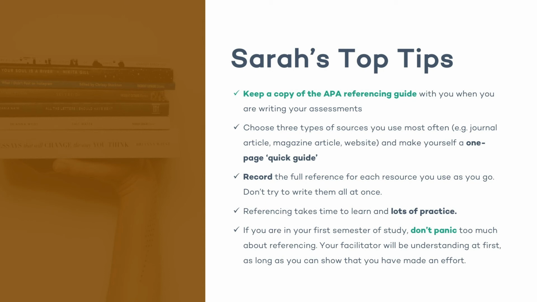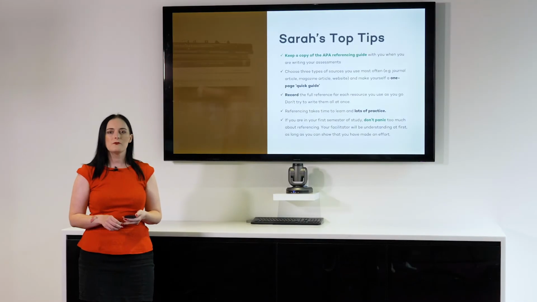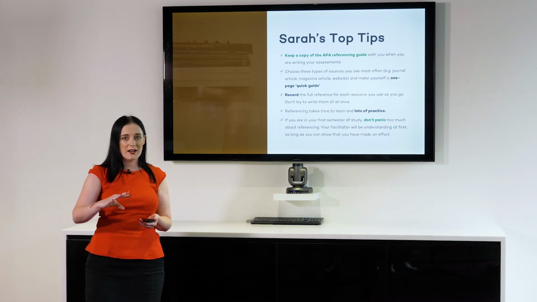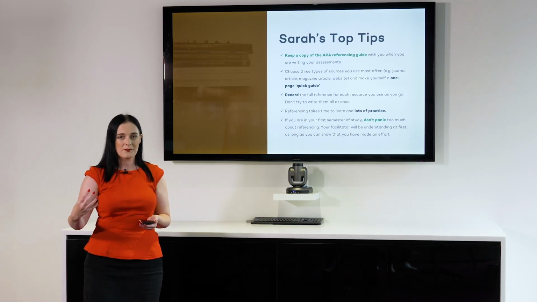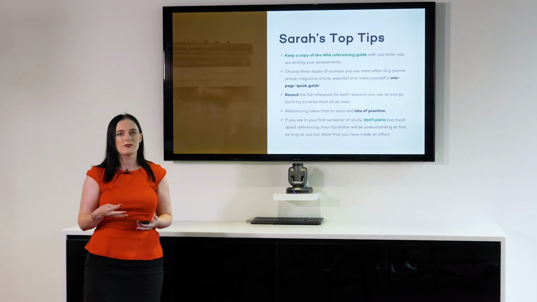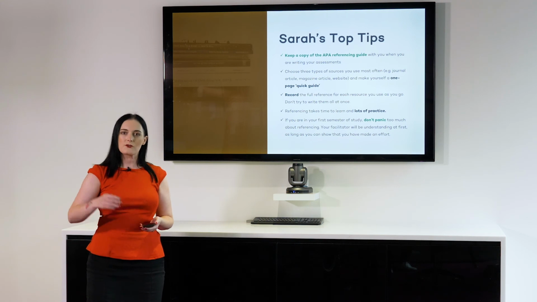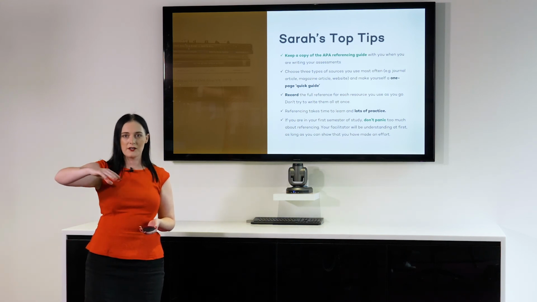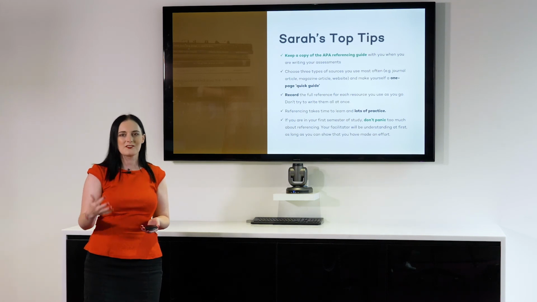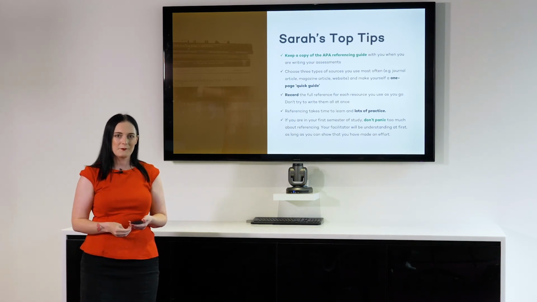Another good tip is to make yourself a quick guide, because the referencing guide is pretty long and it has a lot of different types of information in it. So it would be better if you find that you're using maybe two or three types of sources over and over. For example, you might use journal articles and websites the most often. So what you can do is make yourself a one-page quick guide with just those references on, and then you can have just one page and follow those examples every time.